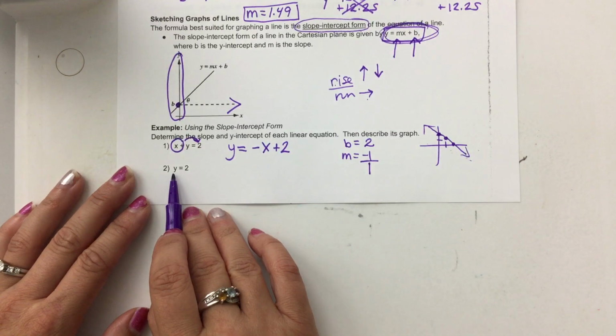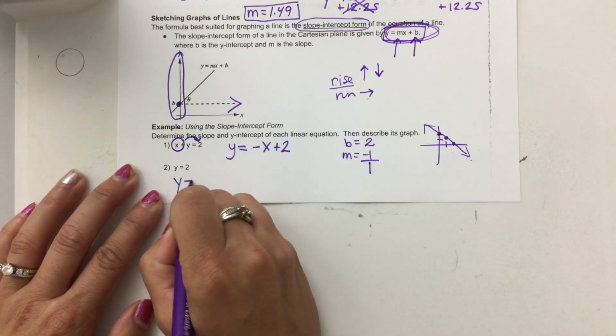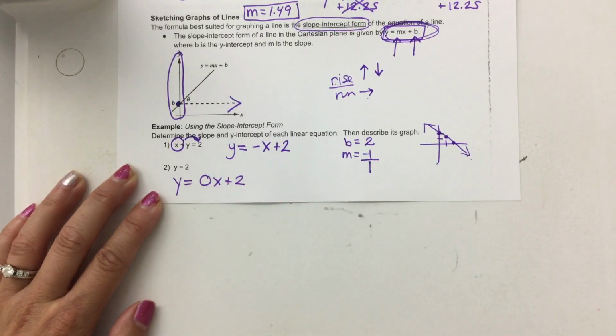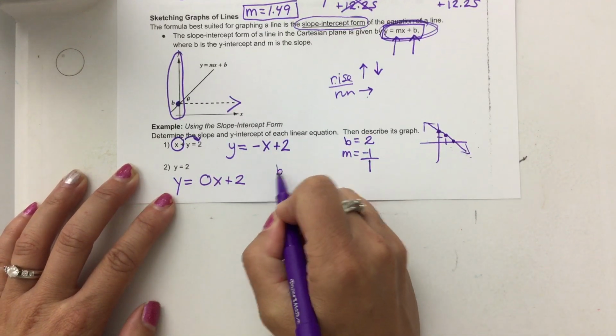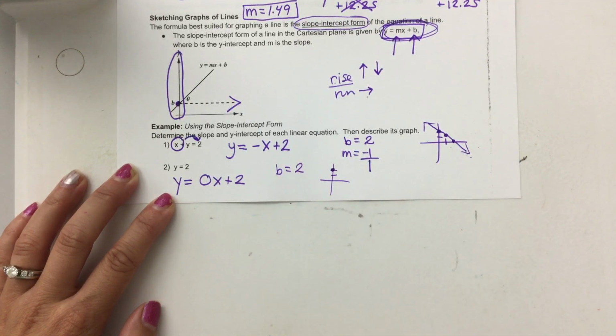Check this out. Y is already by itself. There is no x term. This is the same thing as y equals 0x plus 2. There's not an x term. So b, where does it start? This graph also starts up 2.